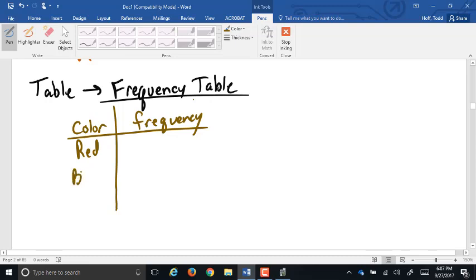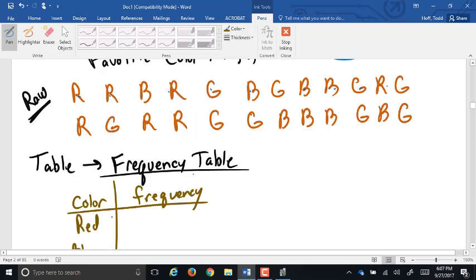So I'm just going to go red, blue, and green. I'm going to go up here and count how many red I have. First of all, looking at this table, can anybody tell me which one occurs more often without counting? Okay. It all depends on where you look.